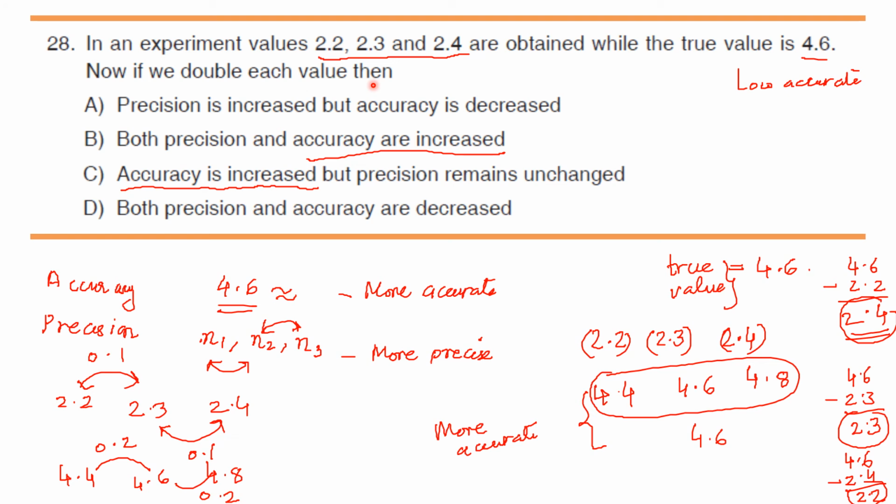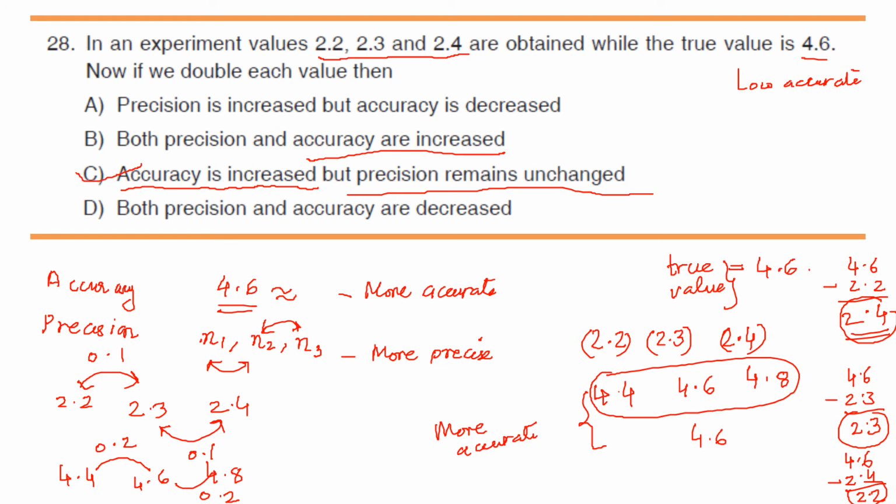That means you can say that precision is not changing, right? There is no increase or decrease in precision. The difference is always remaining as a constant. Therefore, we can say that the precision remains the same, or it remains unchanged. Accuracy is increasing, but precision remains unchanged. Therefore, this is the correct option.